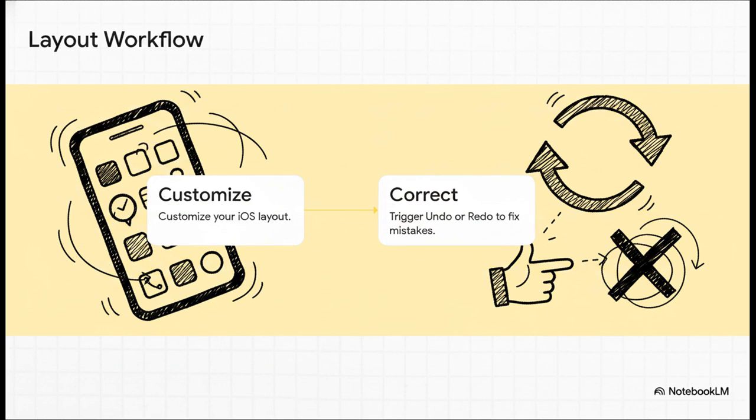Let's look at how this builds a completely new, frictionless workflow for managing your device. Step 1, you go in and customize your layout. Step 2, if you make a mistake, you instantly trigger undo or redo to correct it. That's it. You are no longer penalized for a clumsy swipe. This immediate, forgiving loop finally encourages you to take full advantage of Apple's customization features without any of the usual hesitation or fear of messing things up.